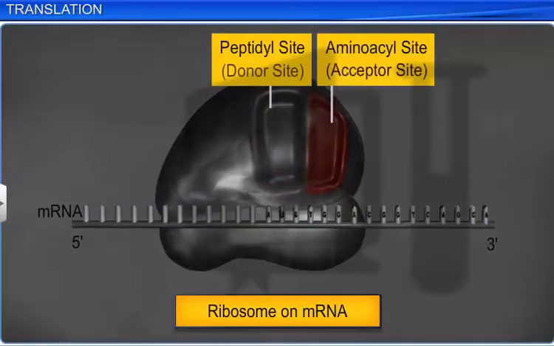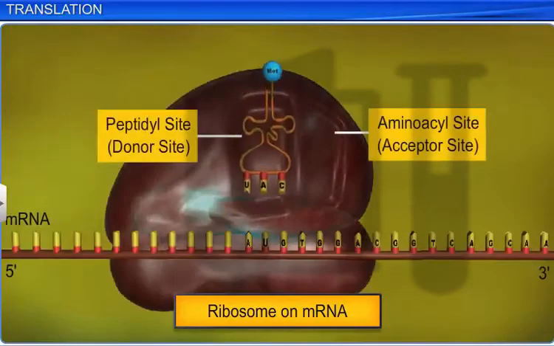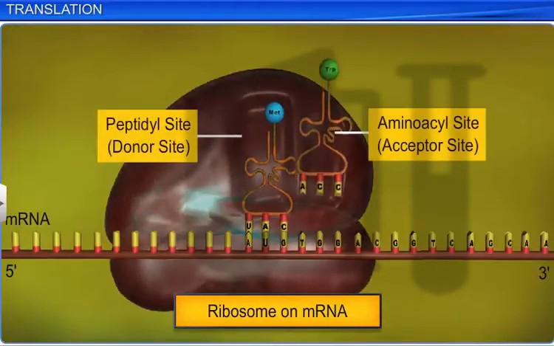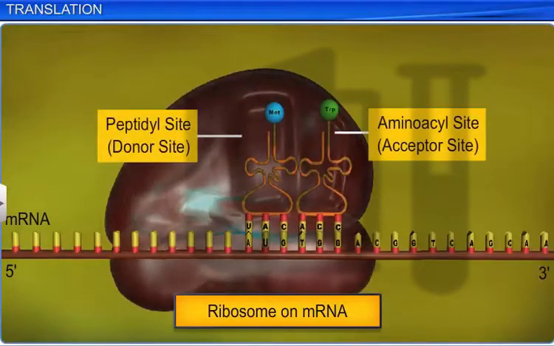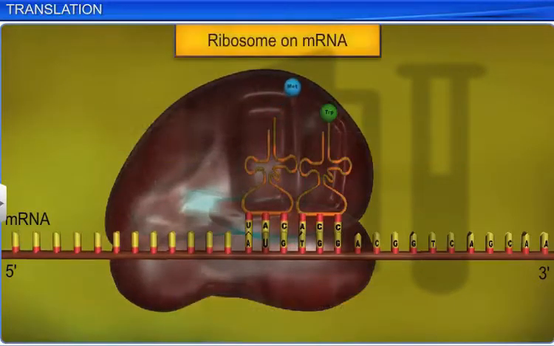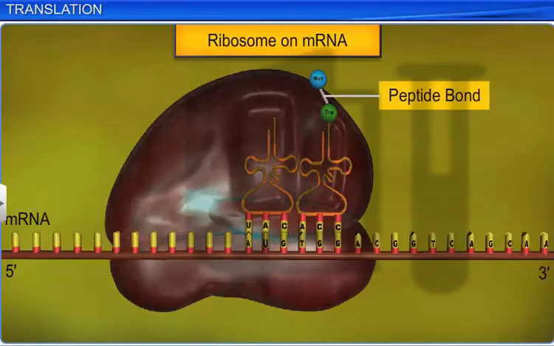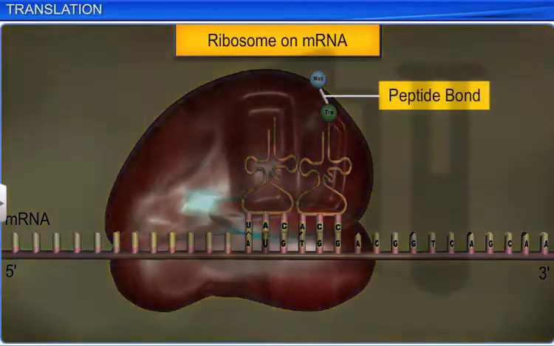At these sites, the two subsequent amino acyl tRNAs bind and facilitate the formation of a peptide bond between the two amino acids. The ribosome also acts as a catalyst in the formation of the peptide bond.